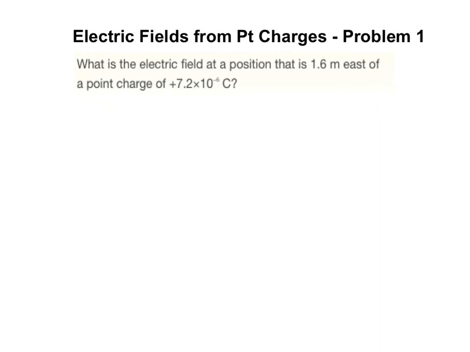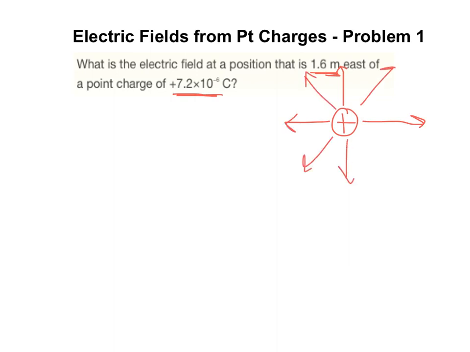So let's figure out what the electric field is when we're at a position that's 1.6 meters to the east of a point charge with this amount of charge. All right, so I've got a positive point charge here, and this positive point charge is going to generate an electric field around itself that pushes outward. But we're interested in what happens at a distance that's 1.6 meters away from that positive charge. The question is, what's happening at this point here?